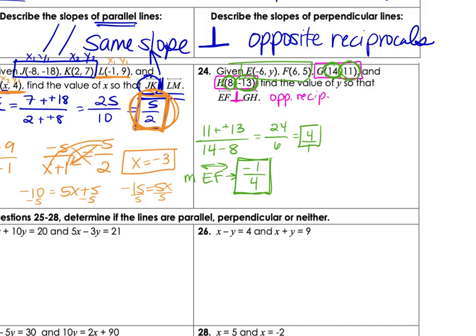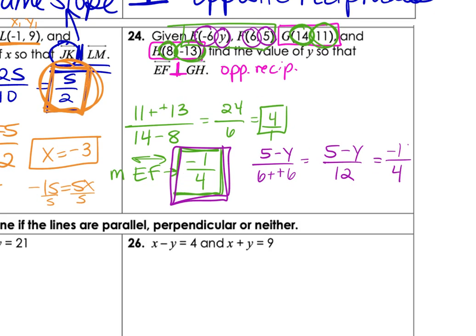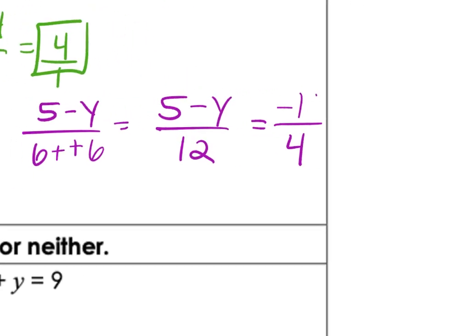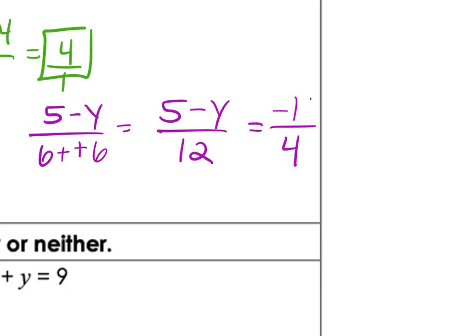So again, I'm going to go y2 minus y1 over x2 minus x1. Simplify that. 5 minus y over 12. That's the slope, and it should equal a negative 1/4. Don't put your negative with both, okay? Just keep your negative with the top number every time.